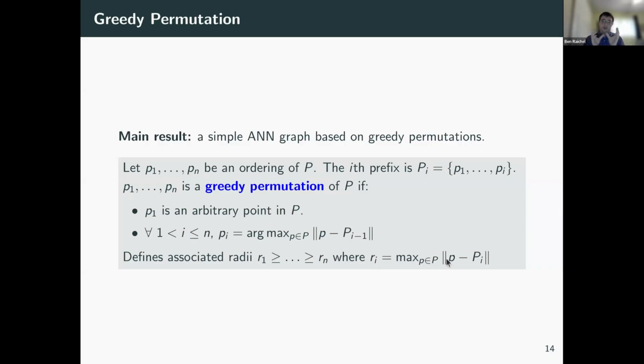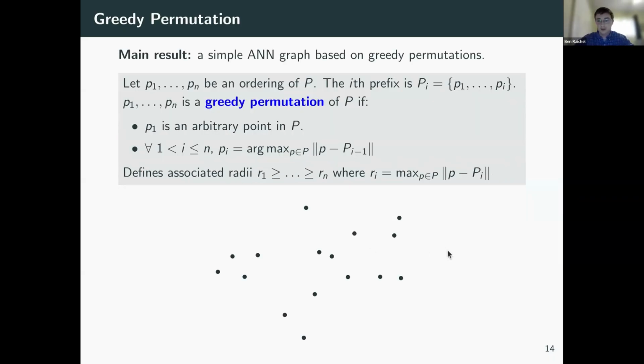So I have my current prefix Pi. Ri is the distance of the furthest point. So actually Pi plus 1 will be added at distance Ri. And it's not too hard to see that these Ri's are going to be a decreasing sequence because as I add more points, I'm better covering things. So let me actually show you what this looks like with a picture.